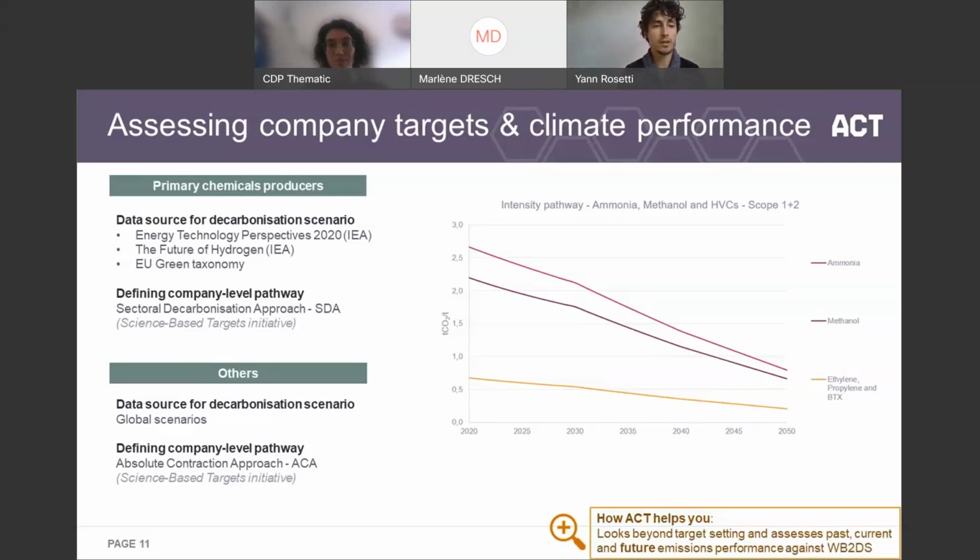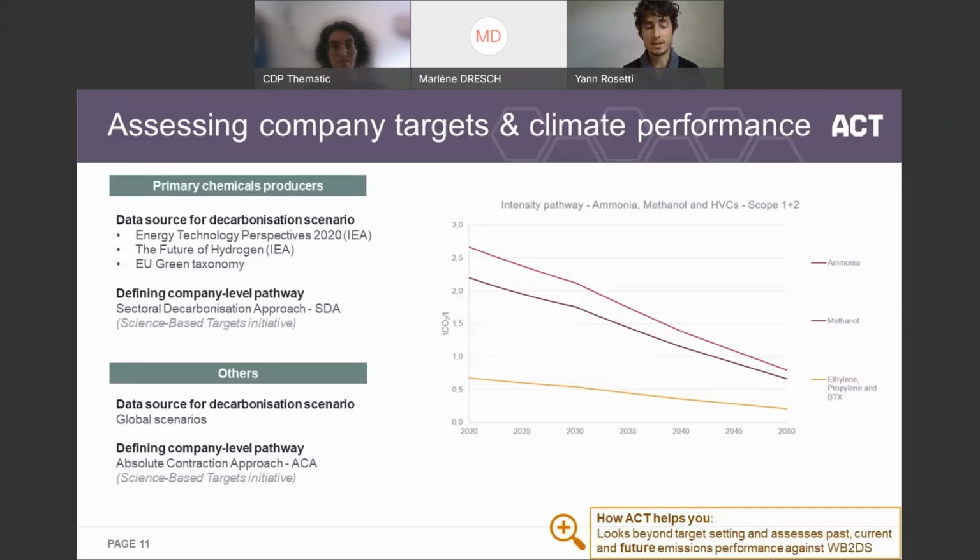So both the Energy Technology Perspectives and the Future of Hydrogen reports from the IEA, and also the information that is available in the European Green Taxonomy. The allocation method used to go from a sectoral scenario to a company level pathway is the SDA, the Sectoral Decarbonization Approach, that you may know, and that was designed by the Science Based Targets Initiative in 2015.